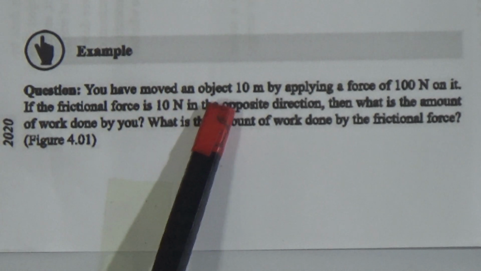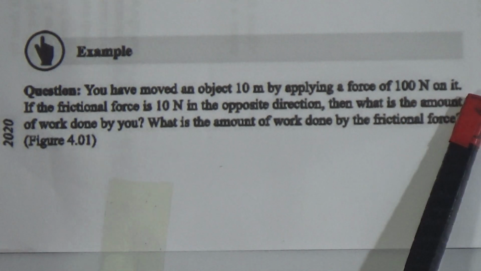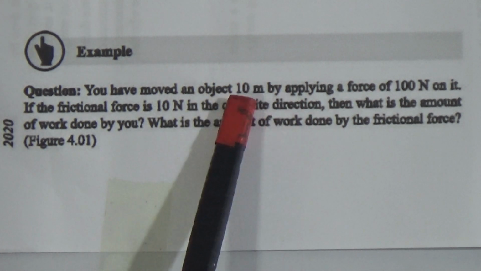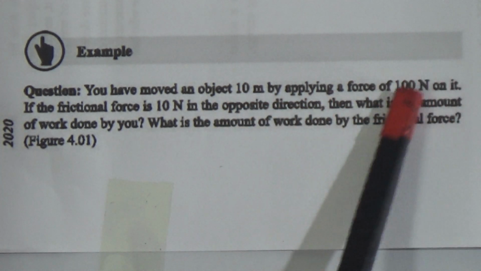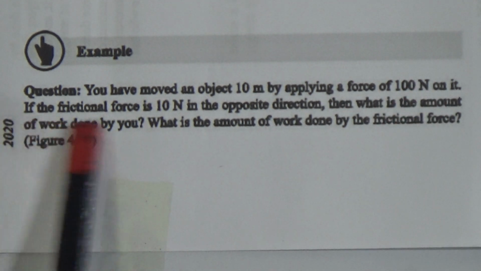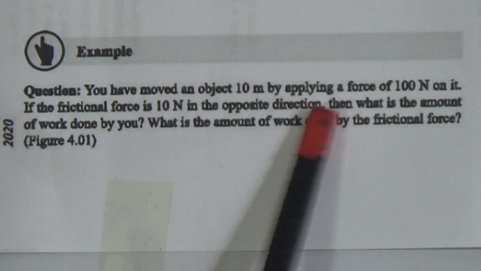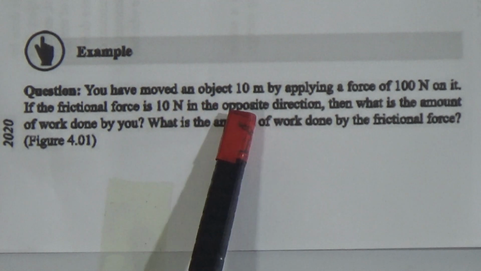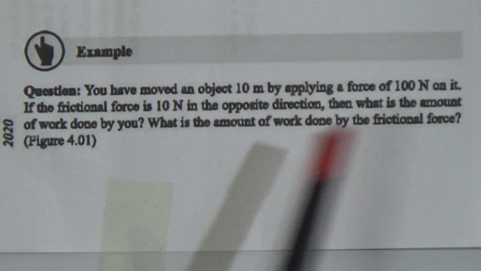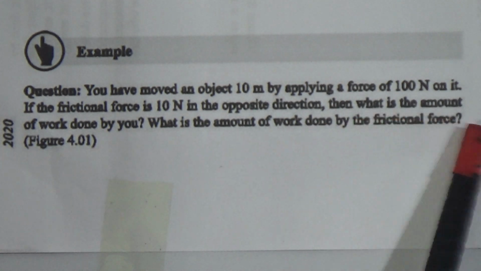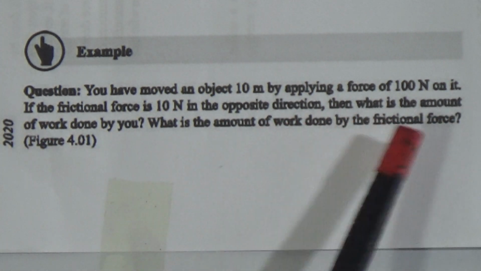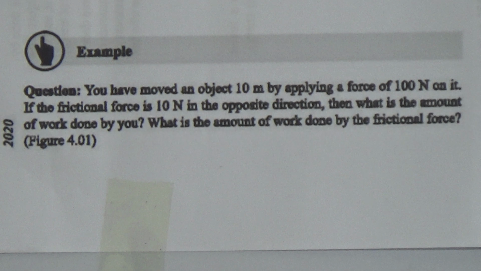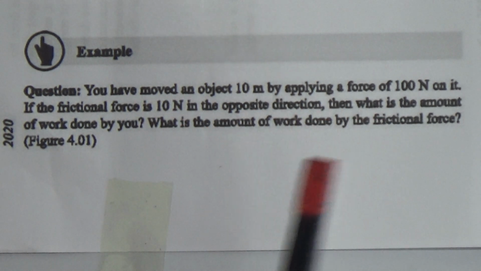You have moved an object 10 meters by applying a force of 100 Newton on it. So here the given displacement is 10 meters and the applied force is 100 Newton. If the frictional force is 1000 Newton in the opposite direction, that means this is a negative force. Okay, the frictional force is negative because it is in the opposite direction. Then what is the amount of work done by you? That means you have to find the work W, and what is the amount of work done by the frictional force?